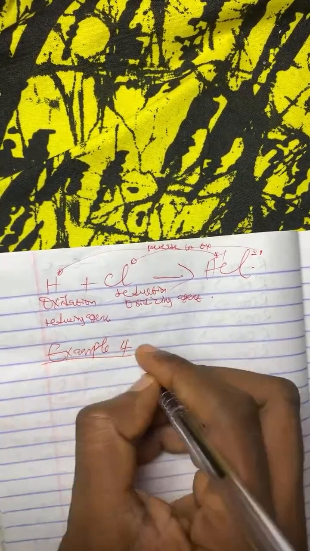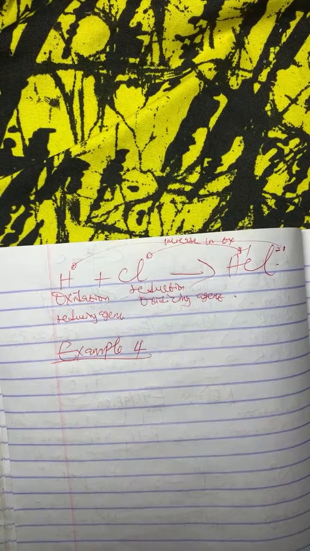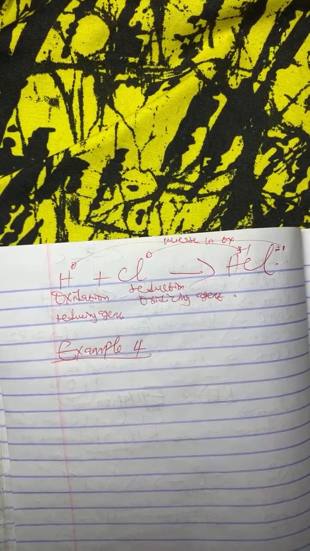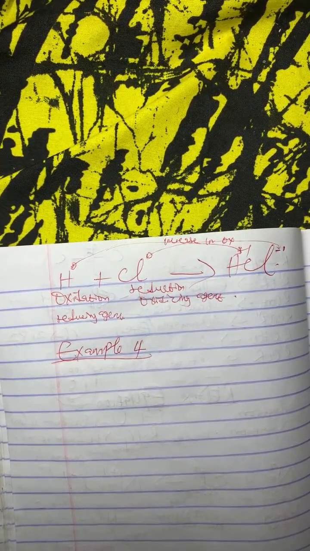Example 4. Now, let's look at something. Look at this question. Now, this question comes where they say, using half reaction, I want us to balance this particular redox using half reaction. Okay, thank you. Oxidizing agent is chlorine, while reducing agent is hydrogen. You got it right. Now, I want us to use half reaction to solve questions. We are advancing a bit.